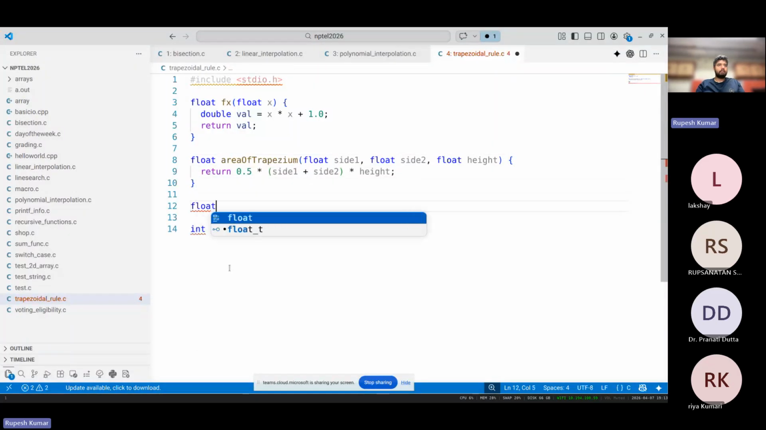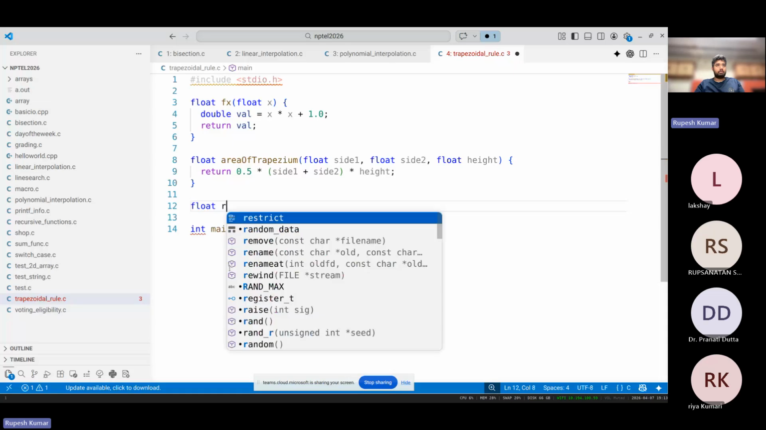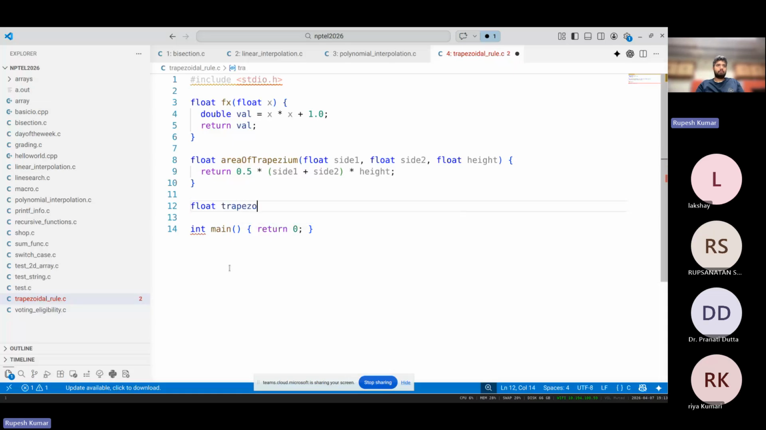And finally, I can write the trapezoidal rule. Right. So the trapezoidal rule function needs to know for which function you want to compute the area. So our function is f of x here, right? So you just need to pass the number of segments, right?